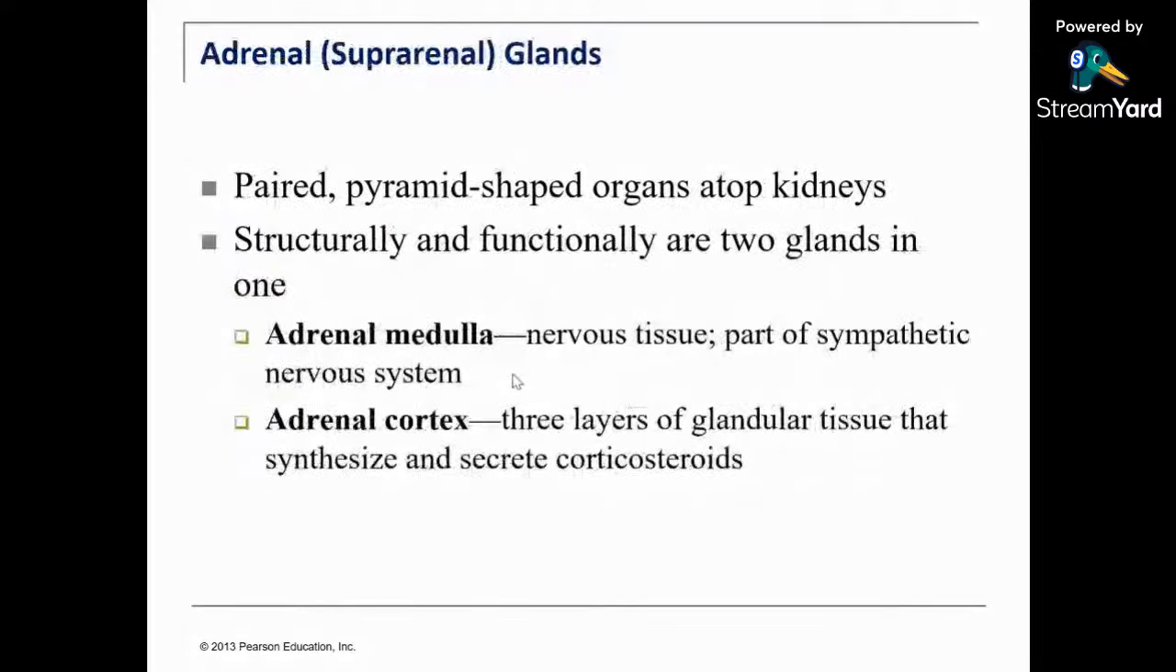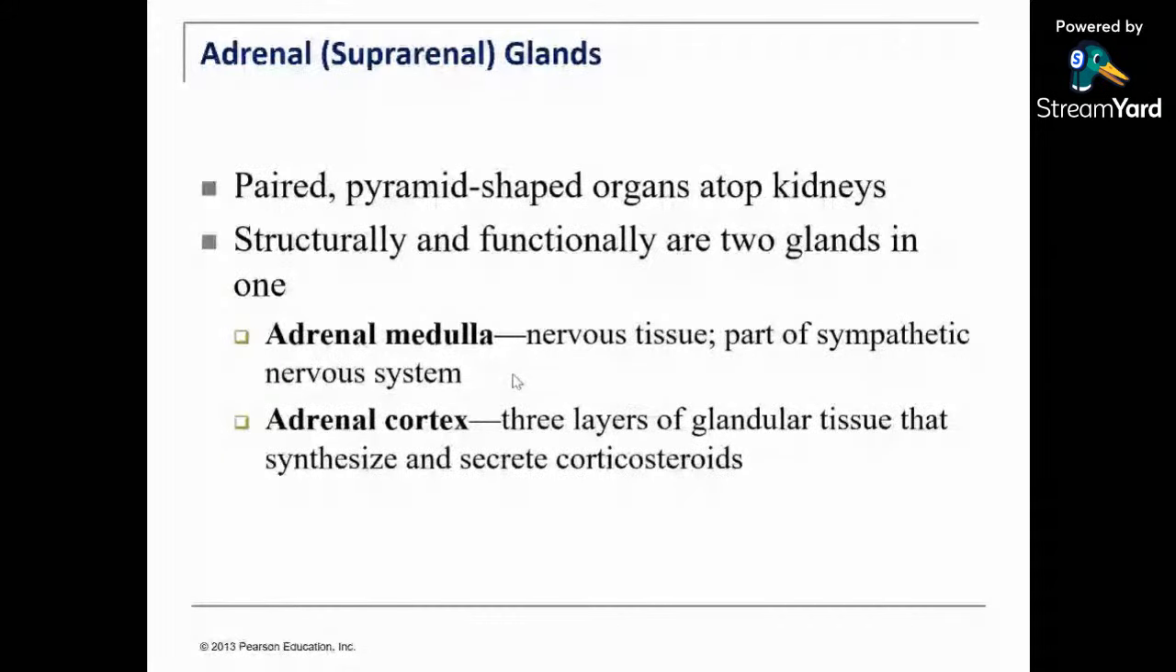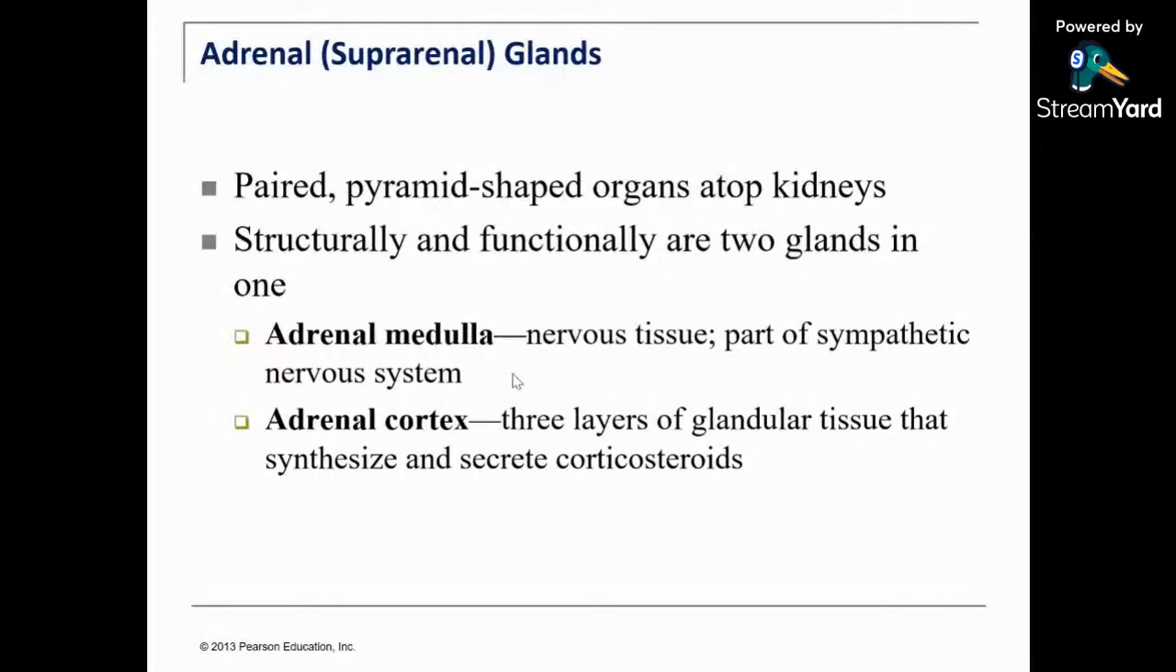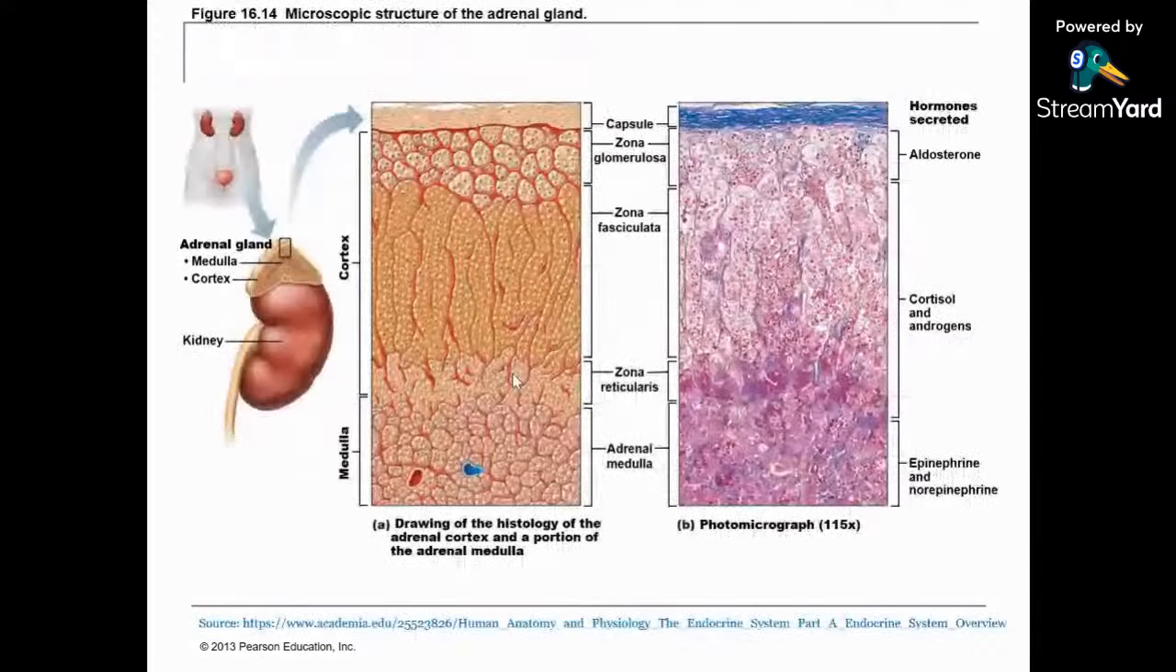Next, the adrenal glands, pyramid shaped organs atop the kidneys. Structurally and functionally they are two glands in one: the adrenal medulla, nerve tissue that is part of the sympathetic nervous system, and the adrenal cortex, three layers of glandular tissue that synthesize different hormones. Here you can find the cortex and the histological structure of the adrenal cortex and adrenal medulla region. The adrenal cortex is composed of zona glomerulosa, zona fasciculata, zona reticularis, and the adrenal medulla releases epinephrine and norepinephrine.